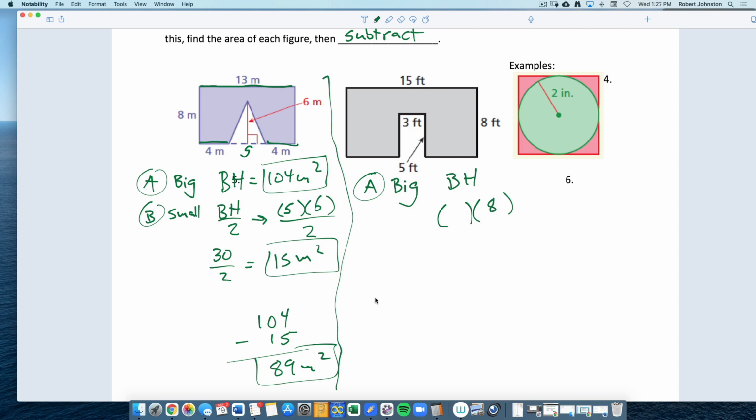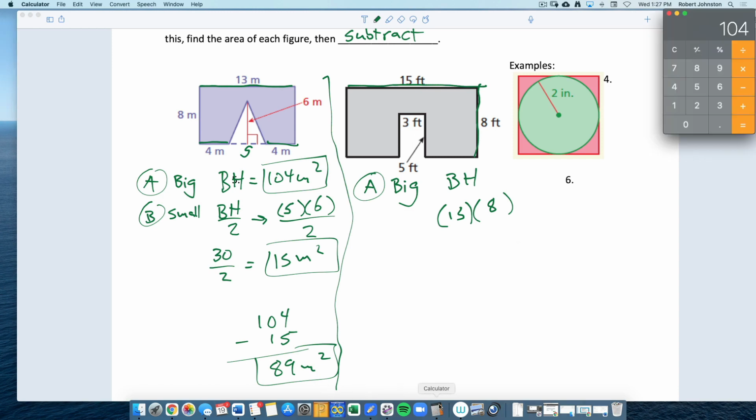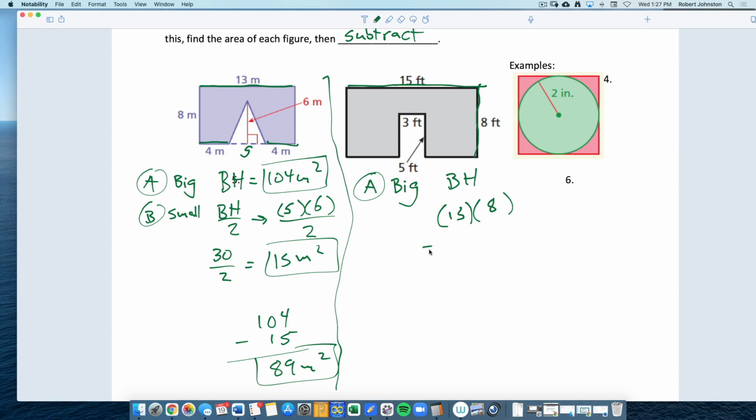Yeah, because this one's actually not even too fancy. They kind of just tell you this big shape has a height of 8 and a base of 15. This one didn't do any of the tricky stuff that this one did. It just told you it was 15. Use a calculator unless your 15s are mysteriously super good, which is great. It's 120.